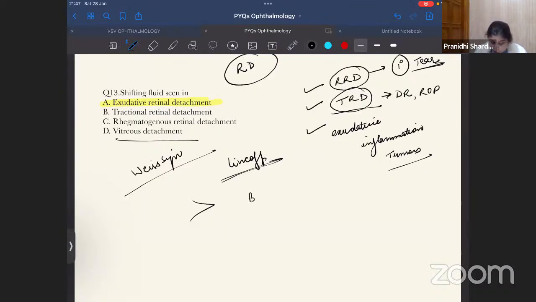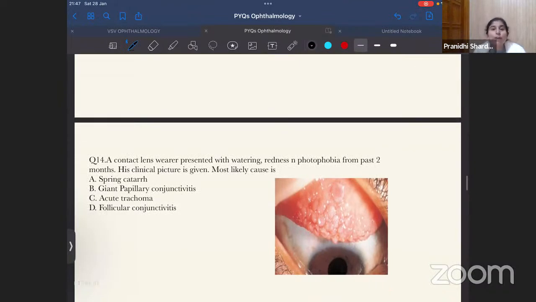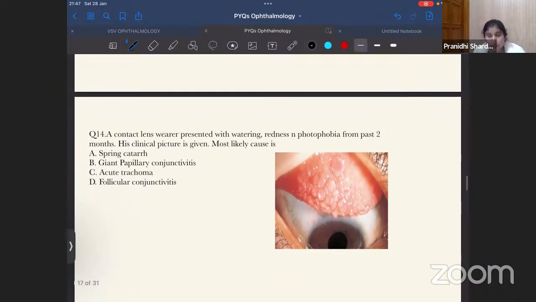Types of surgeries, buckling surgeries. These are the treatment of retinal detachment. So the whole topic of RD is also important. Basically retina, because in retina you will be asked 2 to 3 questions. In cornea, conjunctiva, 1 question will be asked, but in retina there will be 2 to 3 questions, so you have to study retina.